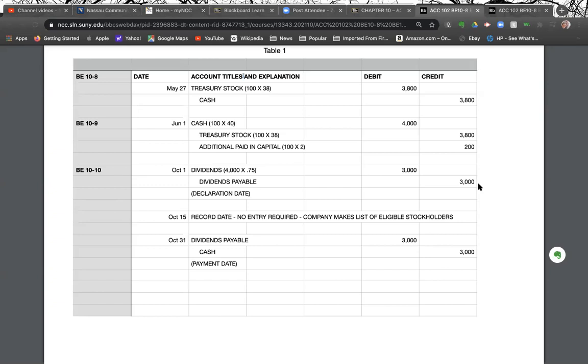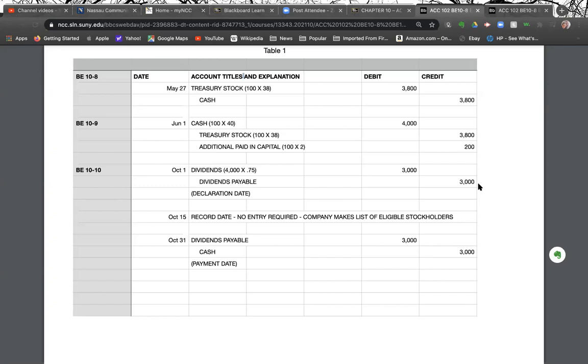Now, the next date to keep in mind there is October 15th. October 15th here was referred to as the record date. They're going to pay the dividend to all stockholders of record on October 15th. So for you to receive that dividend, you have to have owned that stock on October 15th. And on October 15th, the company will make a list of who they're going to pay the dividend to. So that's known as the record date. No journal entry required. Just make a list of who will get the dividend.